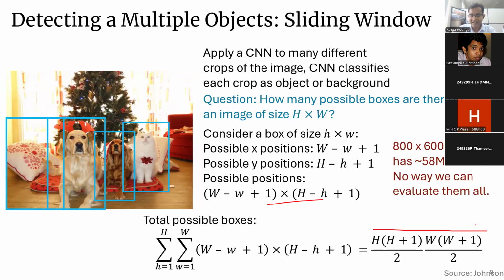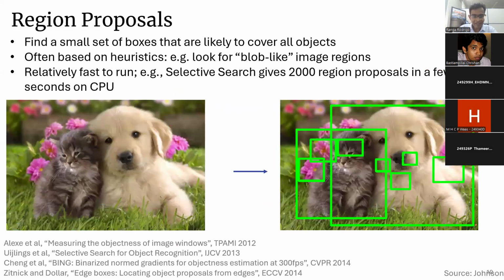For an 800 by 600 image, it has 58 million boxes. No way we can evaluate them all. So then people came up with this idea, okay, let's not send all these 58 million boxes, but let's find areas that can have the potential to be an object. So these are called region proposals. Finding a small set of boxes that are likely to cover all objects is the region proposal, often based on heuristics.